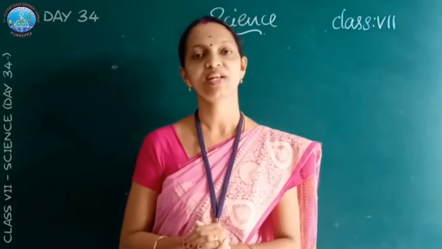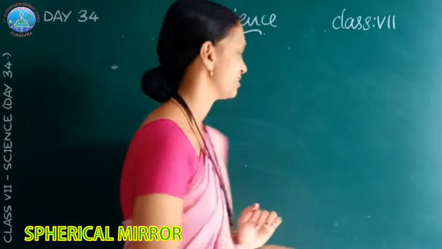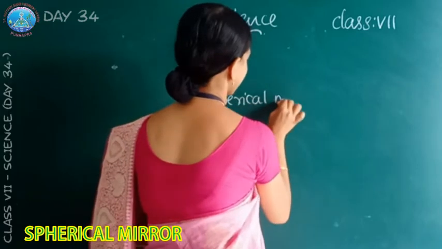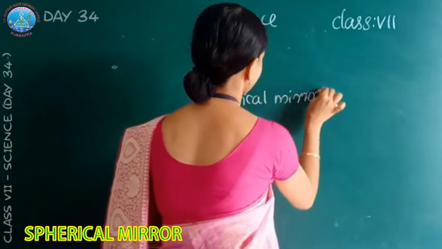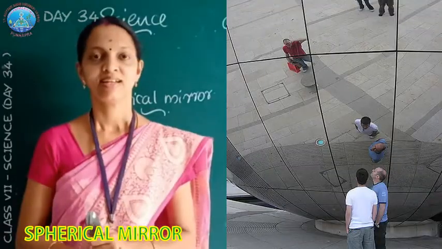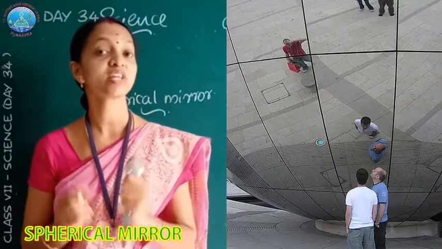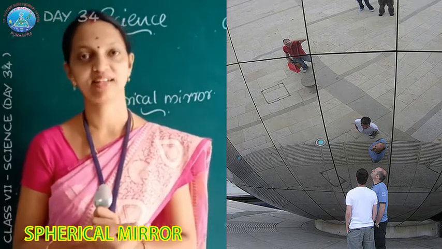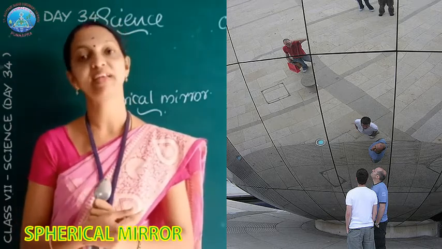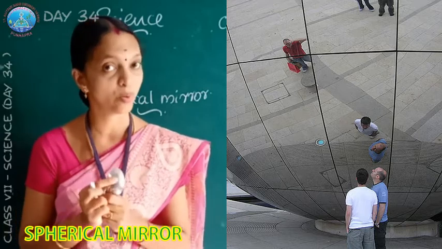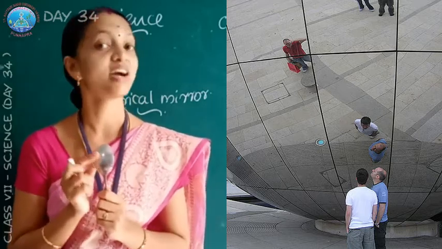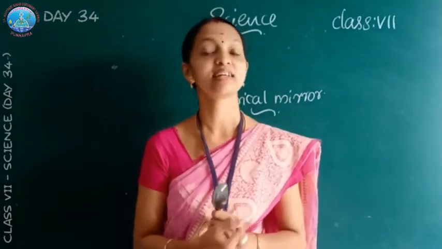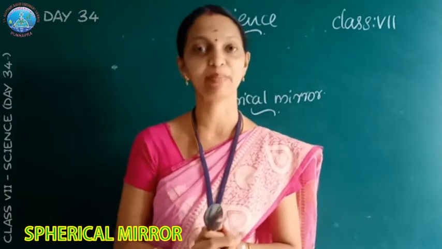Today we are going to study about spherical mirrors. The surface of a mirror or the shining surface of a spoon can be considered as a curved mirror. The most commonly used type of curved mirror is the spherical mirror.